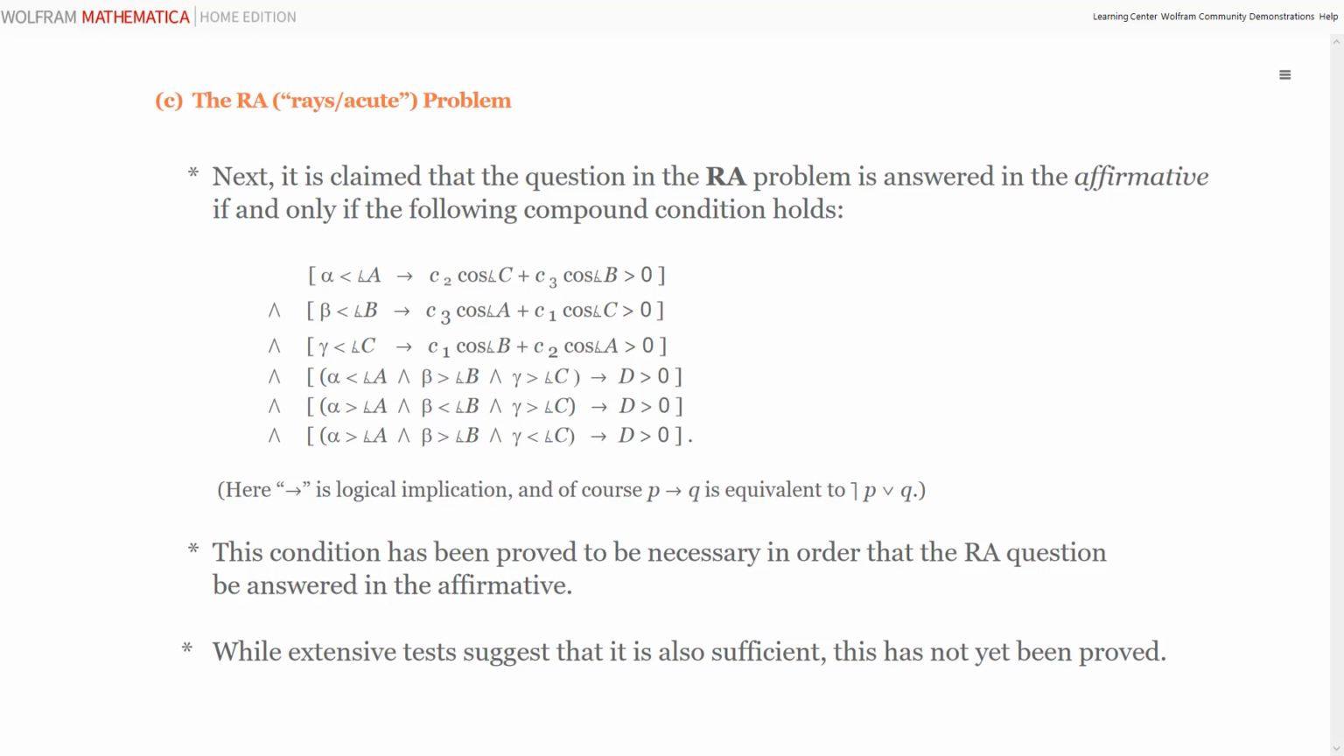So what have I proven here? I have proven that this compound condition is necessary in order that the RA question have an affirmative answer. All right? It's necessary for that. But I have not proved it's sufficient. So if you're looking for something to do, maybe you can prove the sufficiency. It's pretty challenging, I think.